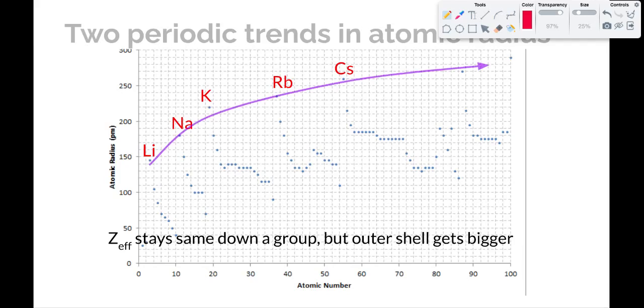There's a second trend, and that is that as we go down the group or down the column, we see the atom get larger. And the reason for this is because, as we have seen, the effective nuclear charge for everything in this column is 1. But what's happening is the electrons are in a shell that's a bigger shell. So the outer shell for lithium is shell 2. The outer shell for sodium is shell 3. The outer shell for potassium is shell 4. That's just the row number. So the atoms are just getting larger for that reason as we go down a group in the periodic table.